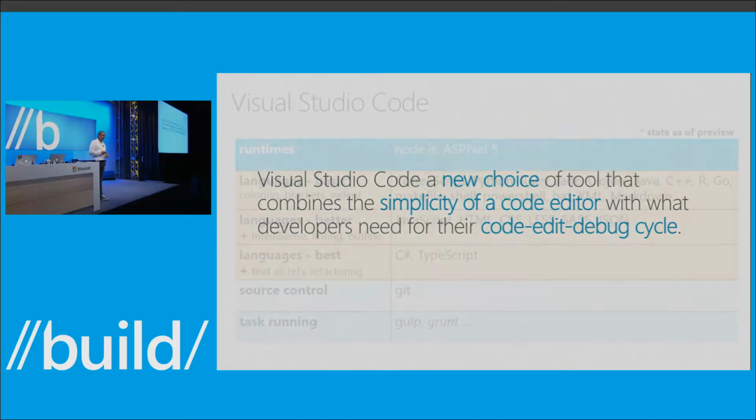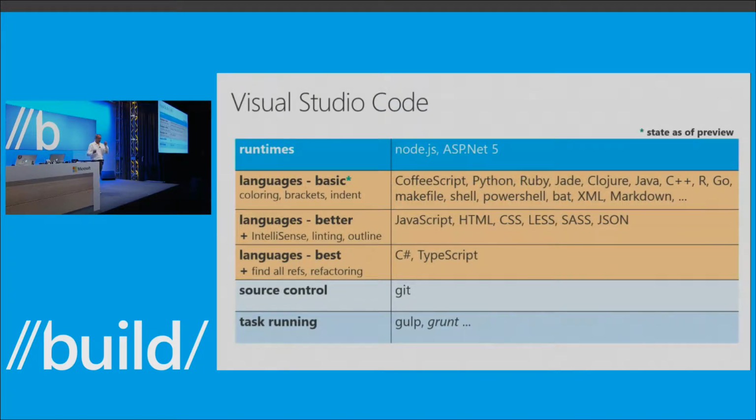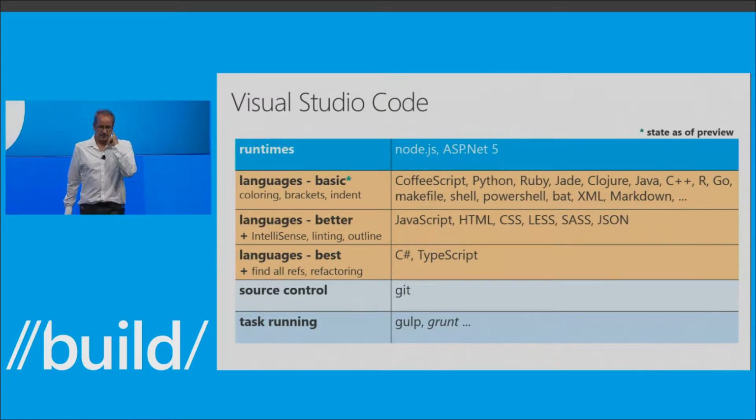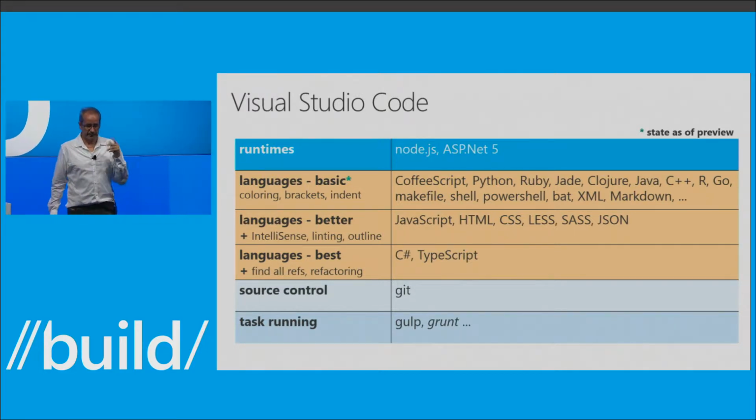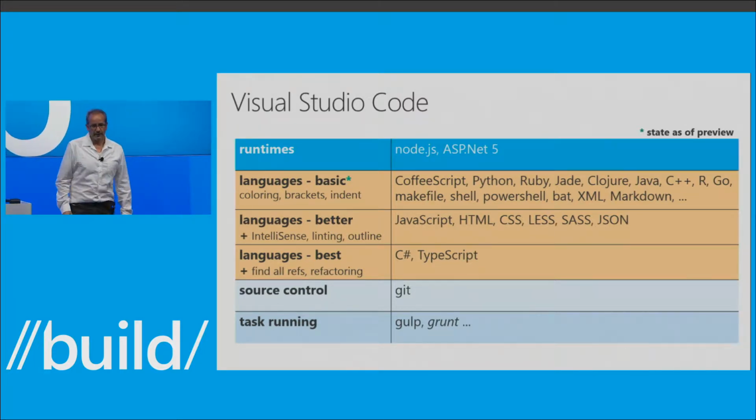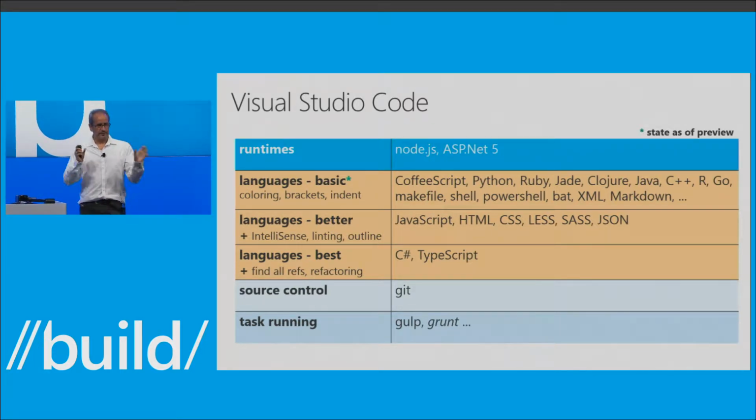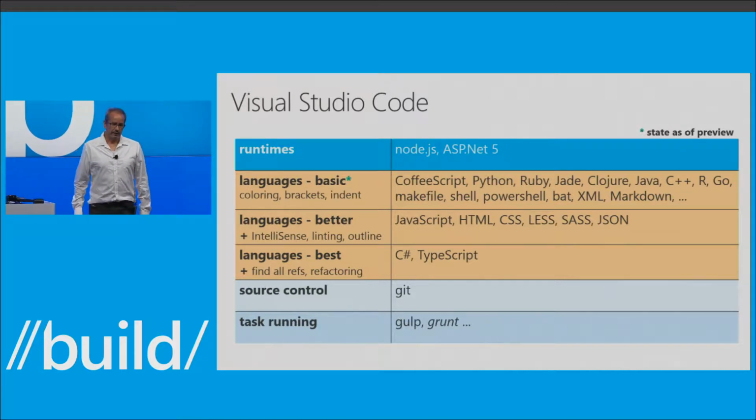Now let's open up the box, what's in Visual Studio Code, and we will show you that all in action. So we support runtimes. Today we support Node.js and ASP.NET version 5. We will show a demo for each of them, so you can see what we cover of these runtimes.